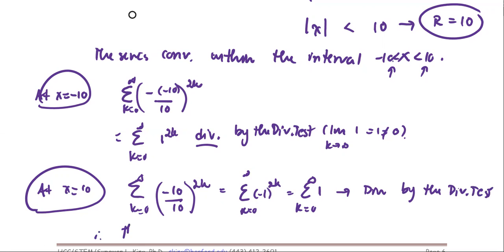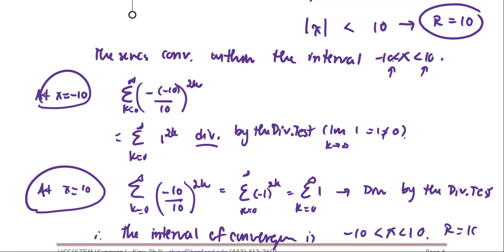Therefore, we can say the interval of convergence is negative 10 less than x less than 10, with the radius of convergence R equals 10.